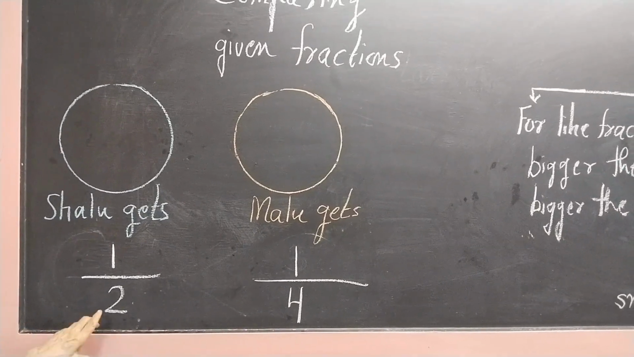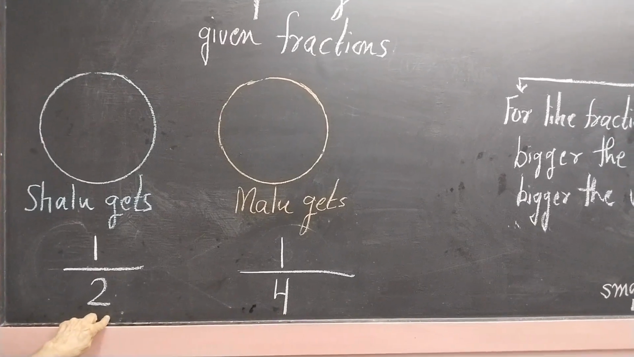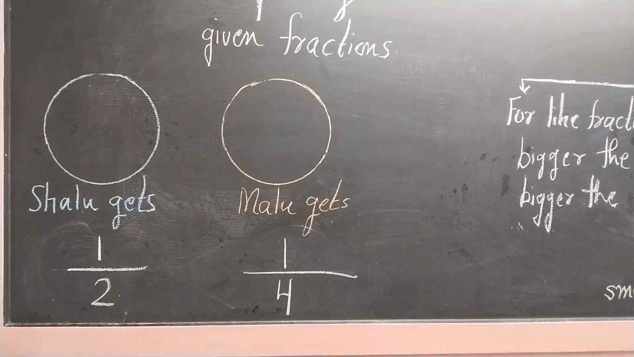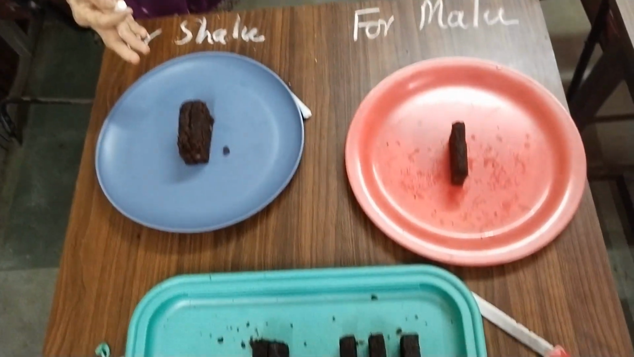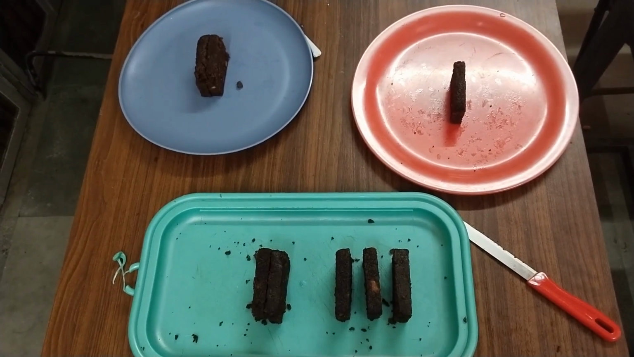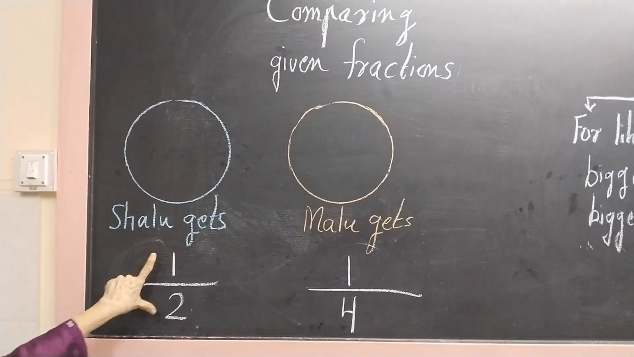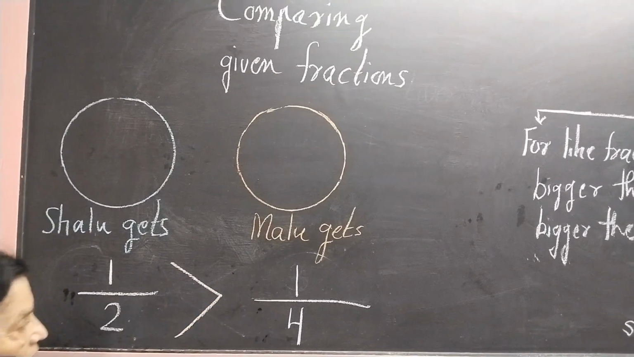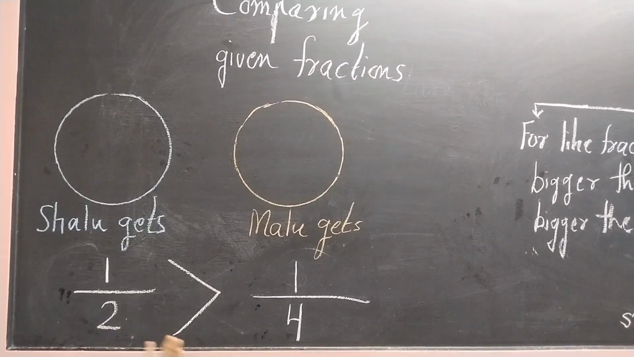So here, honey, you will find that the denominators are different. So these are unlike fractions. But the numerators are the same. And they are asking us which one is bigger and which one is smaller. Now, looking at the actual process, you have already told me that Shalu is getting the bigger chunk, isn't it? So 1/2 is bigger than 1/4. So here we go. This particular sign has to appear between the two unlike fractions.